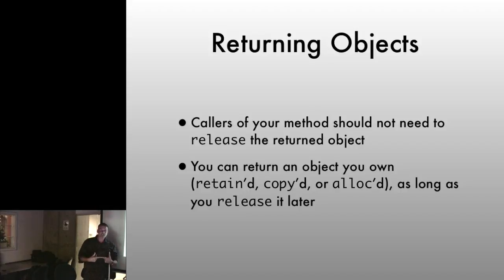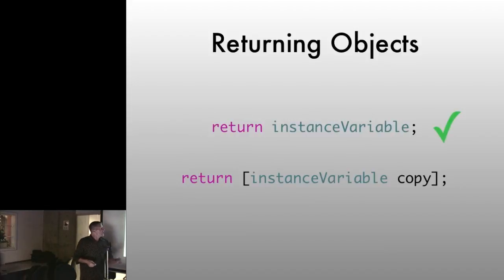So if you allocate something in one of your classes and you return it, that's cool, if when your class goes away and gets deallocated, you get rid of that memory yourself. It should not be the caller's responsibility to release your memory. You should be handling that. So if you have an instance variable that's an object, return it. That's fine. Why is this bad?